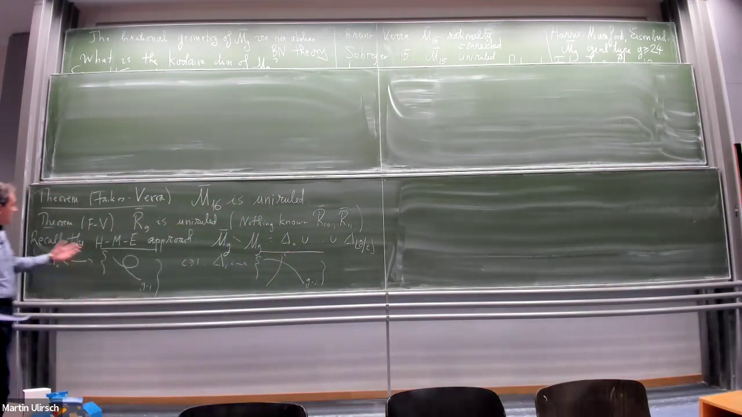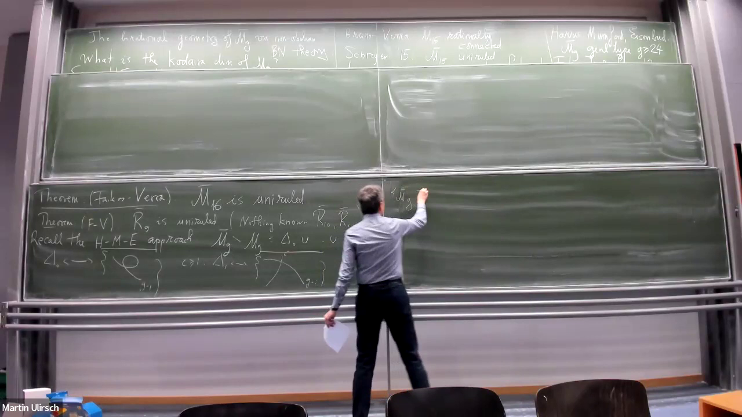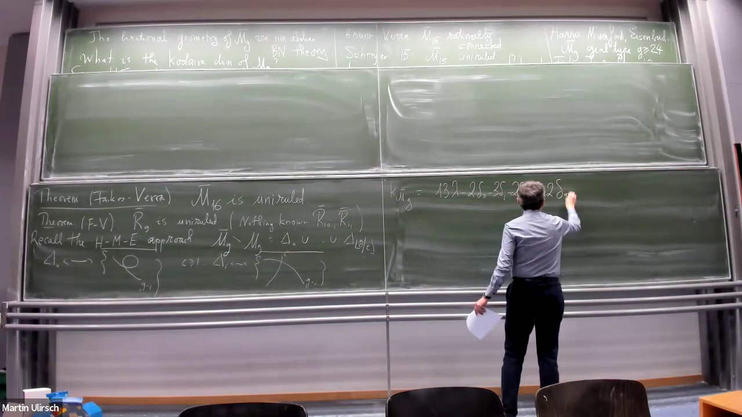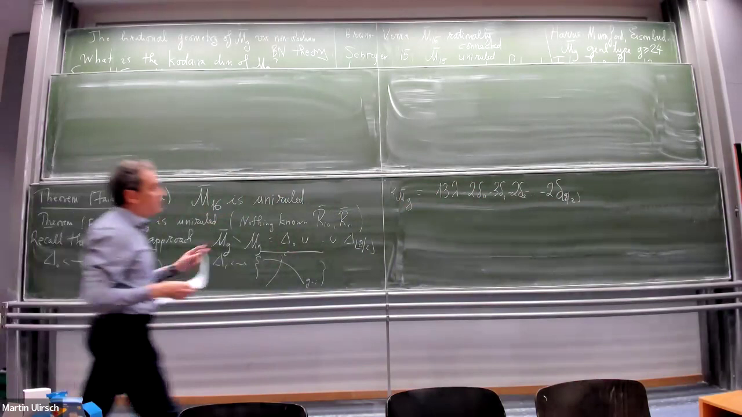You have the Hodge class lambda, which appeared many times this week. And you have the canonical class of the moduli space of curves, K of M_g bar. And this is 13 lambda minus 2 delta_0 minus 3 delta_1 minus 2 delta_2 minus 2 delta_i and so on. So there's a positivity of this class. It's a kind of delicate question because it doesn't look tremendously positive. Lambda is positive, but you ask a lot of vanishing at the boundary.